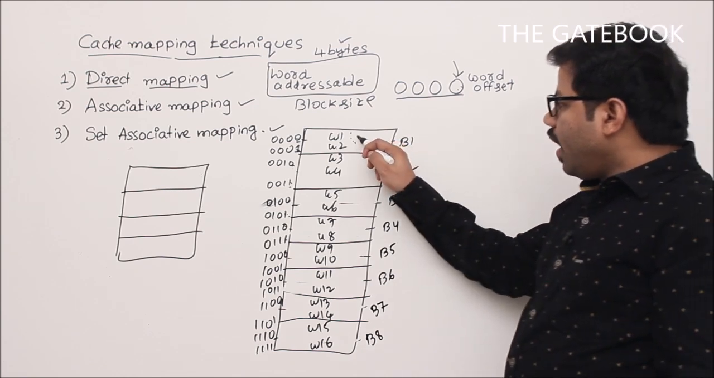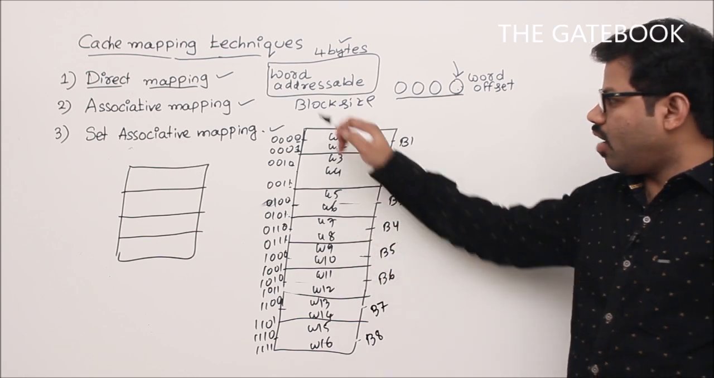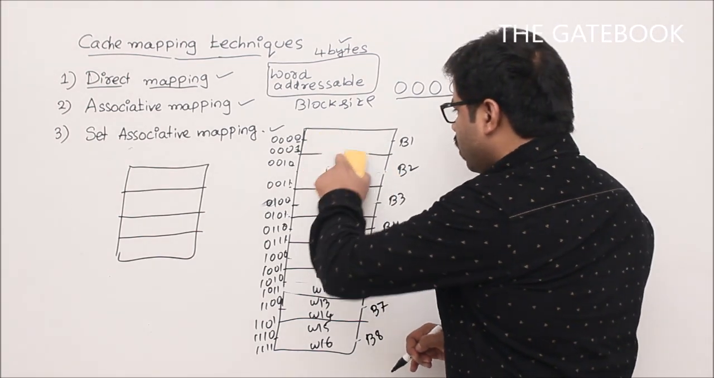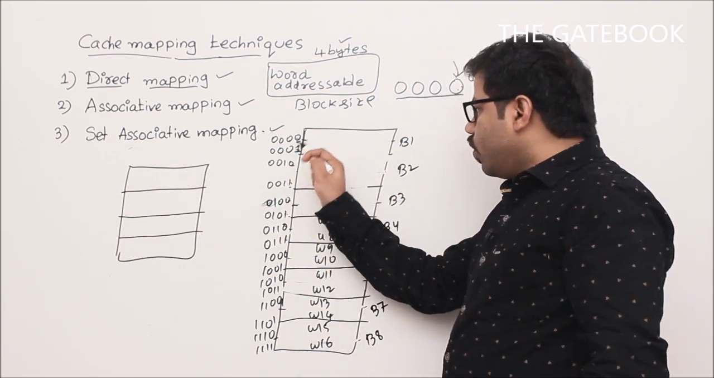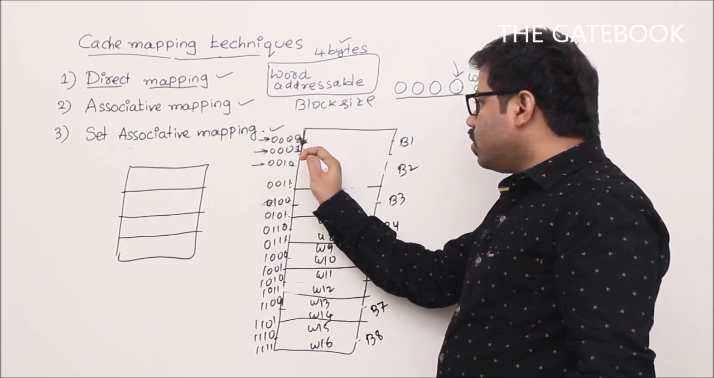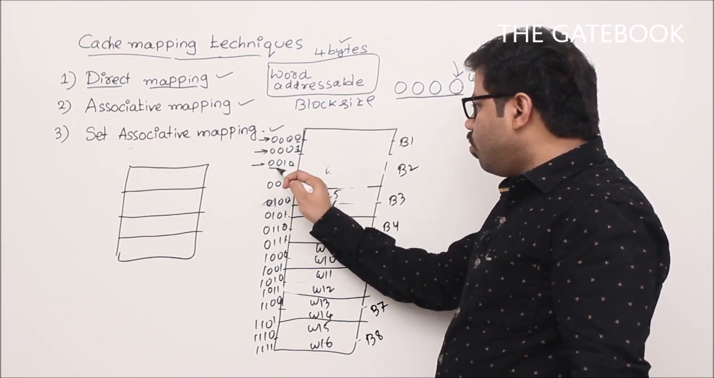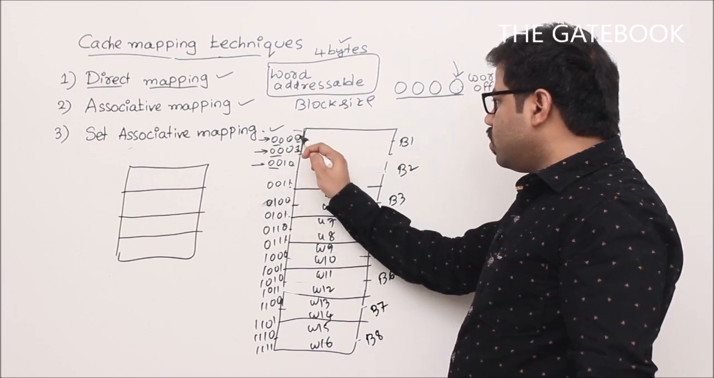If this block has 4 words, then we would have used 2 bits, because 2 bits will get oscillated. Try to understand. Let's say for simplicity, what if block size is 4 words? What are the memory addresses of them? 0000, 0001, 0010, 0011. Then this 00 part is fixed, and this part will be varied, that means 00 to 11.